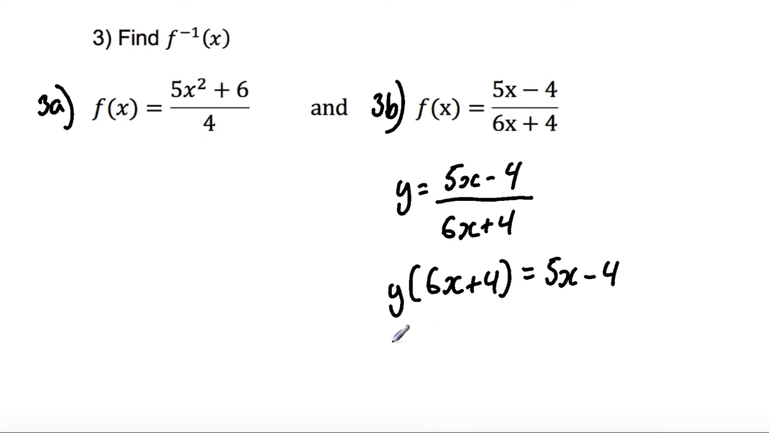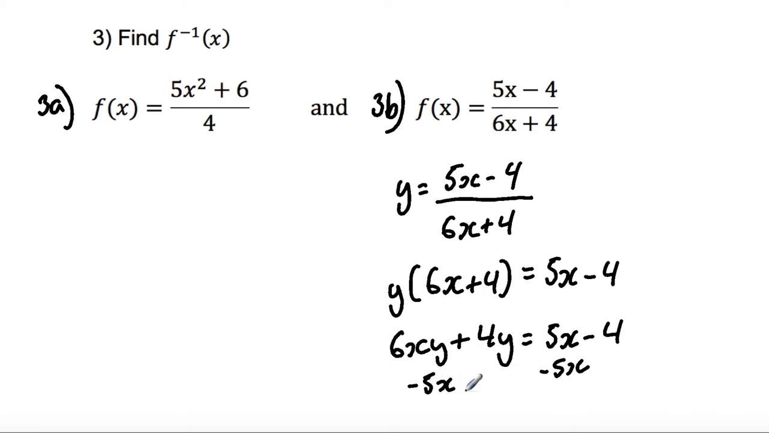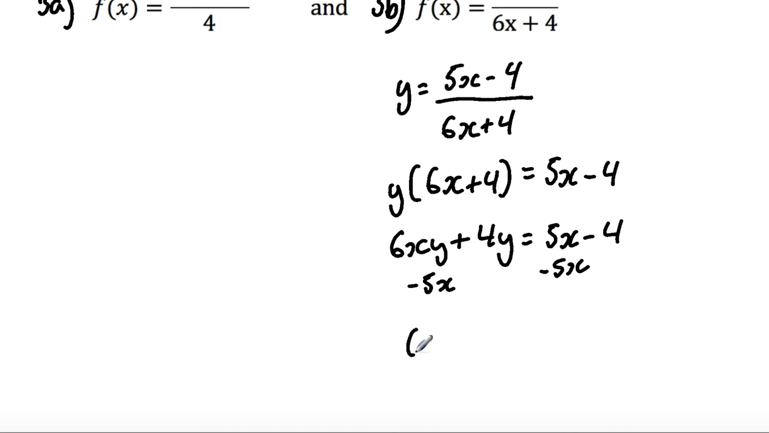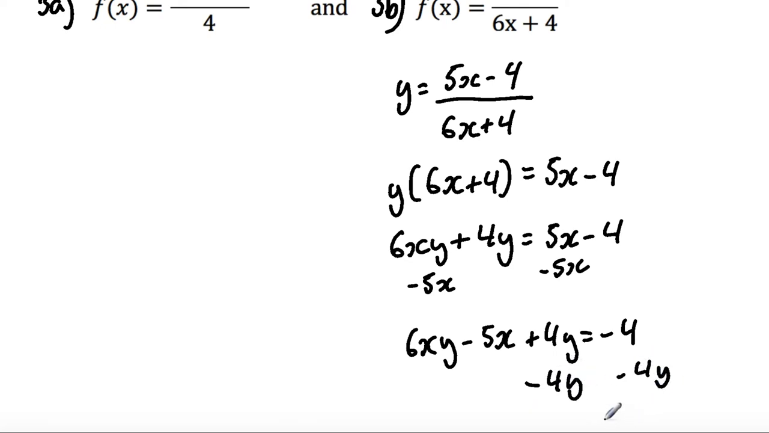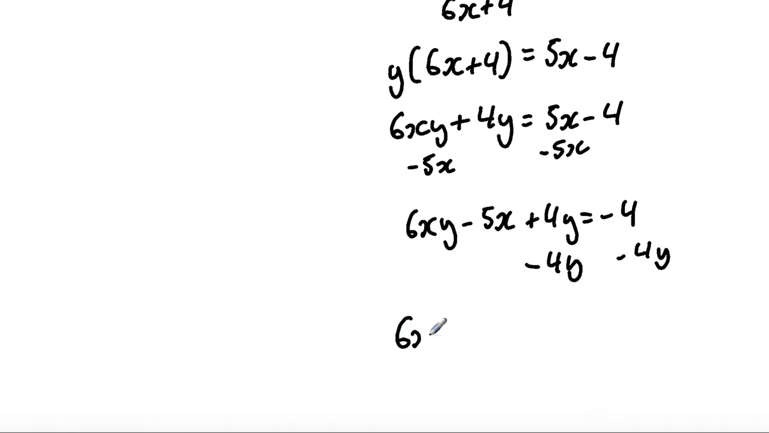Then I'm going to expand the bracket, so we should have 6xy plus 4y is equal to 5x minus 4. And then I'm going to subtract 5x from both sides, so that cancels out. So what we should have now is 6xy minus 5x plus 4y equals minus 4. And I'm then going to subtract 4y from both sides. Therefore, we should have 6xy minus 5x is equal to minus 4 minus 4y.